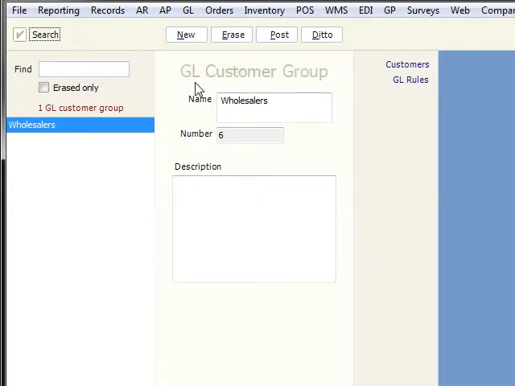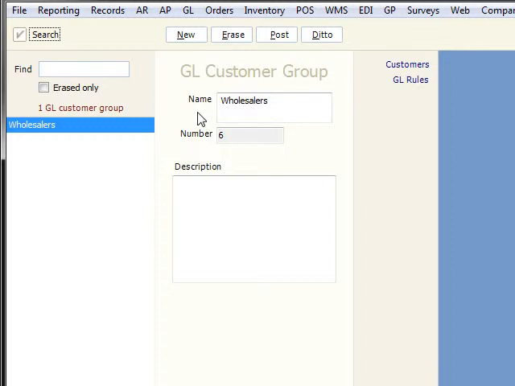For example, if you sell a case of product to a retail customer, you may debit and/or credit different accounts than you would if you sold a case of the same product to another wholesaler. If so, then you would want to set up customer groups for retailers, wholesalers, and any other type of customer that you would differentiate between in your general ledger.